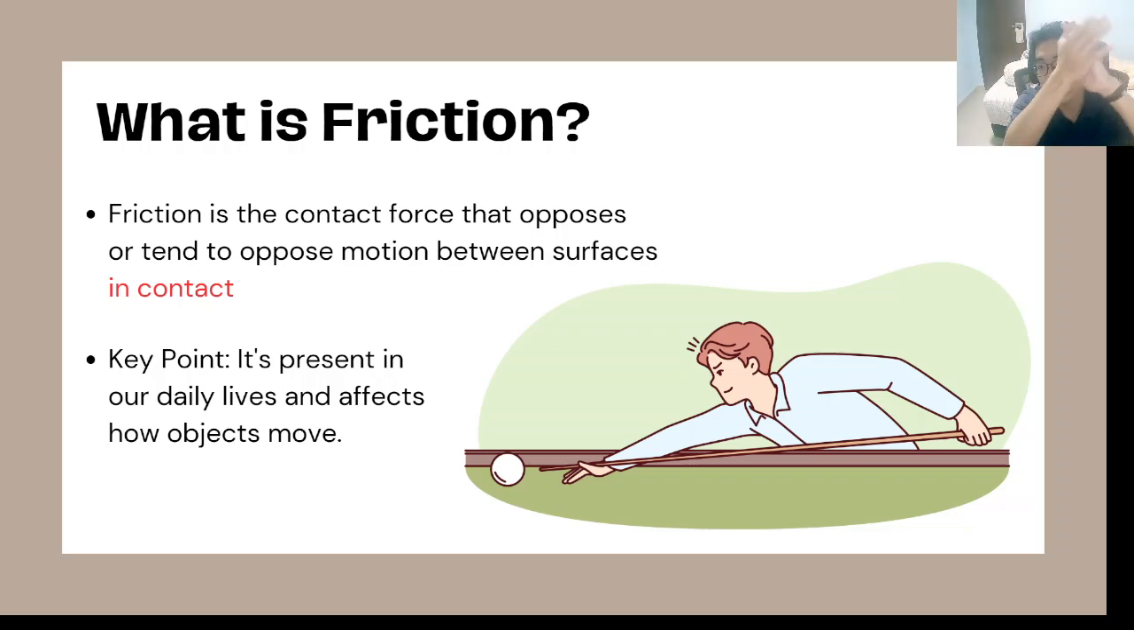For example, the surfaces are rubbing against one another. The key point is that friction is present in our daily life and affects how objects move. For example, when you're walking, you need friction. If you walked without friction, what would it be like? It would be like walking on ice. It will be slippery, and you cannot walk properly.